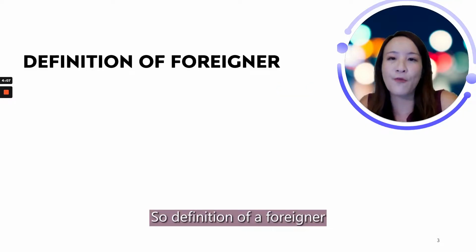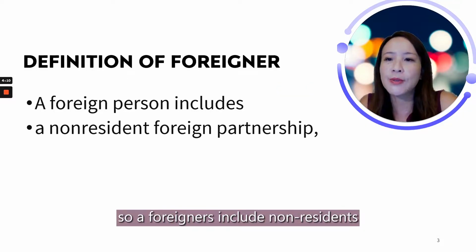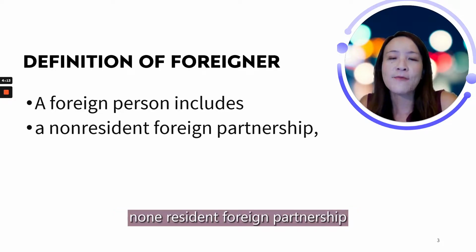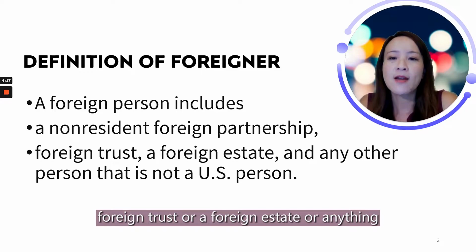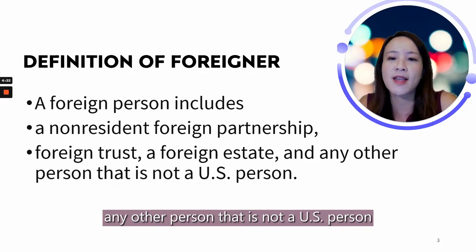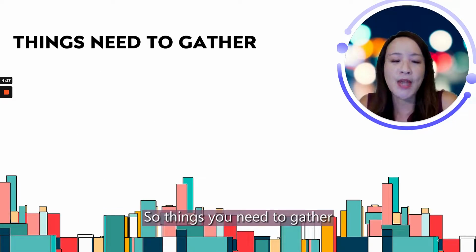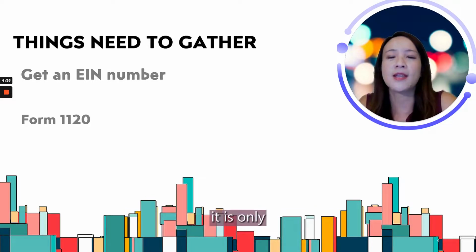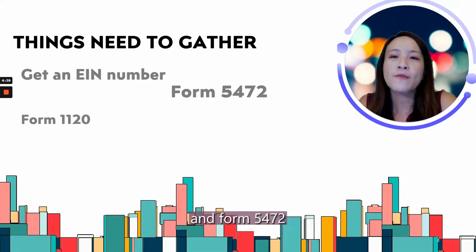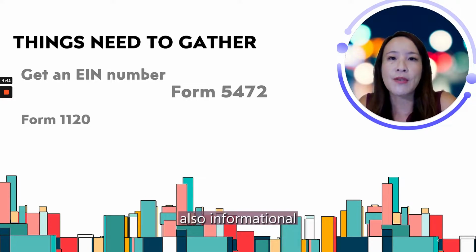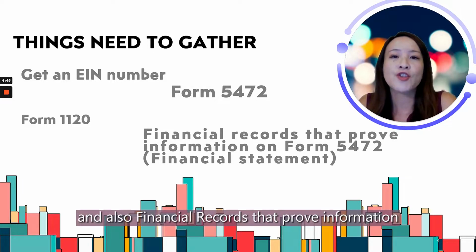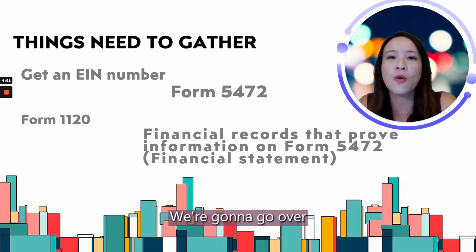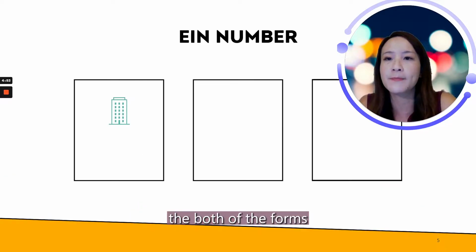So, the definition of a foreigner. Foreigners include non-residents, non-resident foreign partnerships, foreign trusts, foreign estates, or any other person that is not a US person. So, things you need to gather: you need to get an EIN number, Form 1120, which is only for informational purposes, and Form 5472, also informational, and also financial records that prove the information on Form 5472. We're going to go over both of the forms.